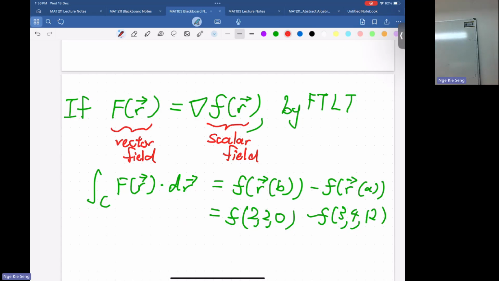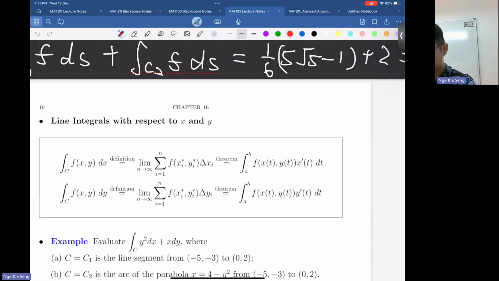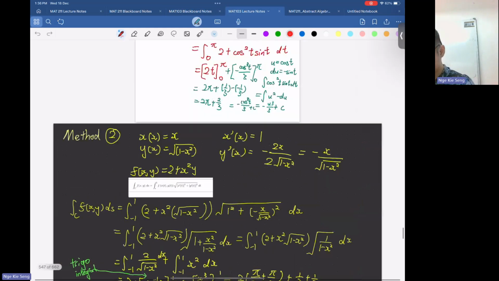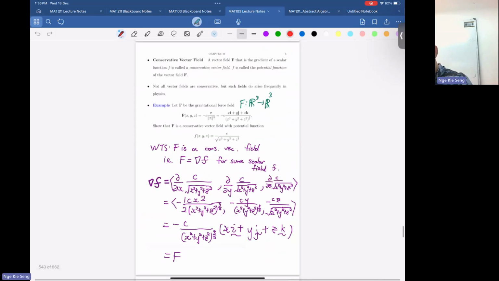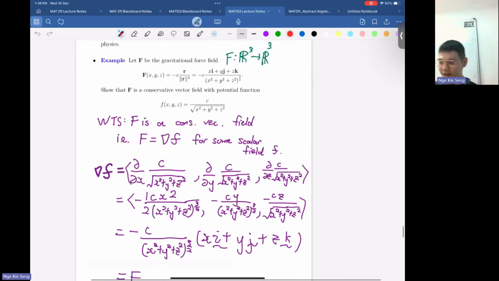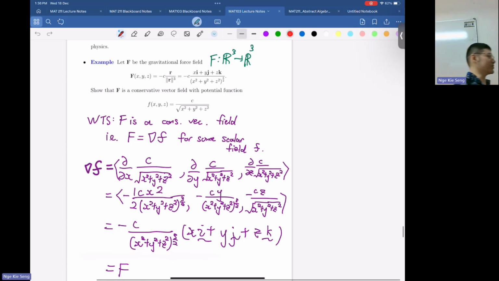If you remember last time when we taught conservative vector fields, there's one example we went through. There's a lot of things we need to recall. Really there's only one example we've gone through. We have shown that this gravitational force field is a conservative vector field, and the scalar function is C over the square root of x squared plus y squared plus z squared. So this is the scalar field you need for that question.